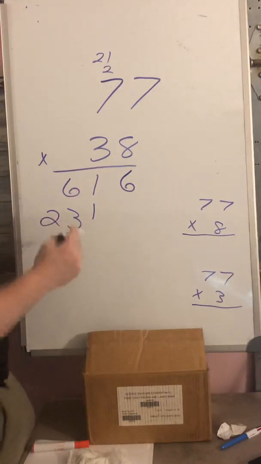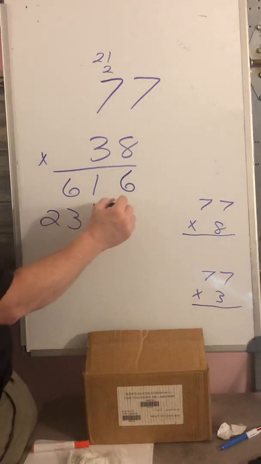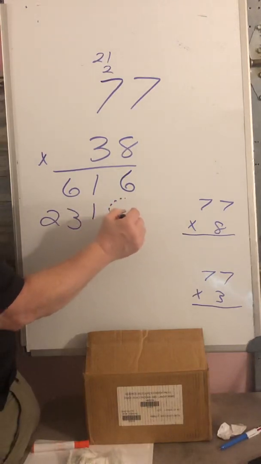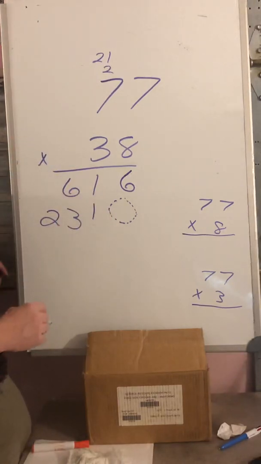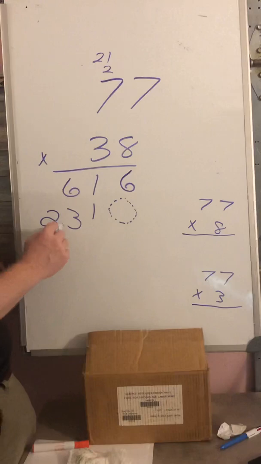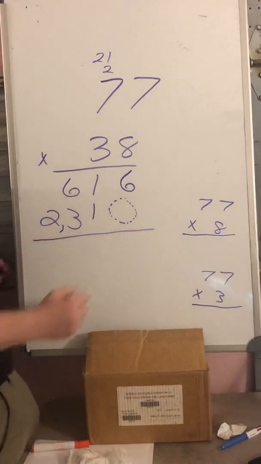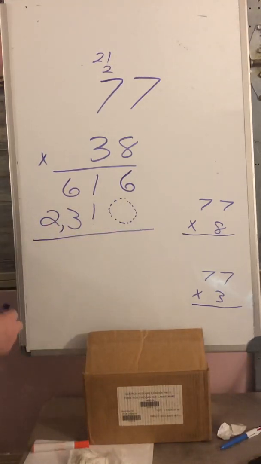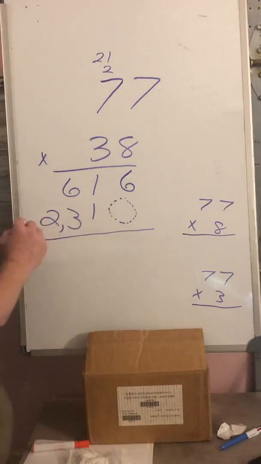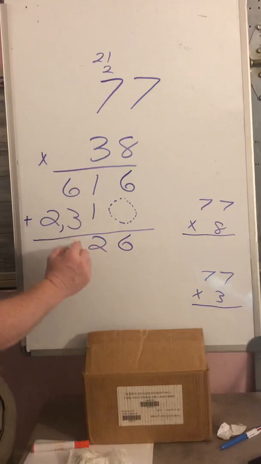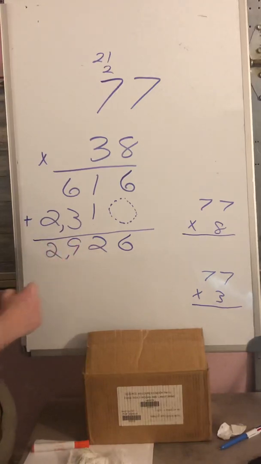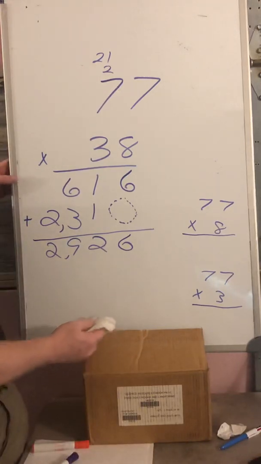So when you scoot that over, it leaves a gap. You fill that in with a 0. Always make it a funny looking 0 to let the students know we didn't multiply anything and get that. We are simply filling in that gap. So 231 becomes 2,310. Multiplication and addition go together. 6 plus 3 is 9. 2,926 is the answer.